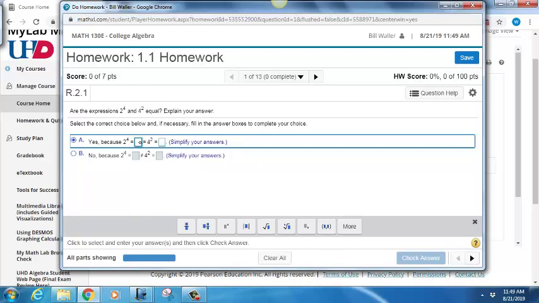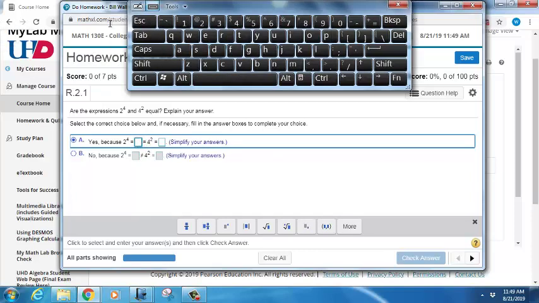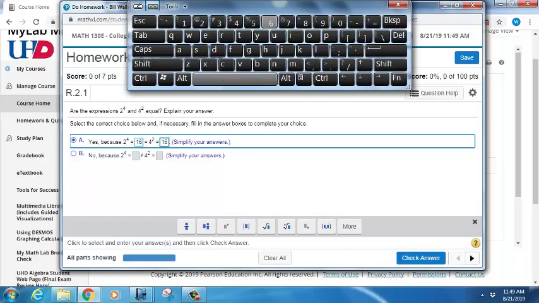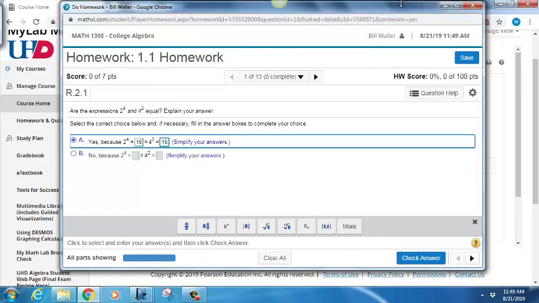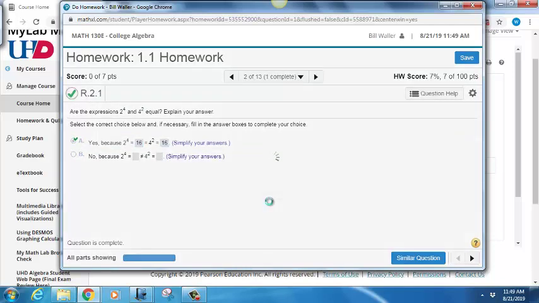This is going to be tough for me because I was expecting... Let's see if the keyboard is working here. Yeah, there we go. 16, and also here, 16, right? Okay, and then we can check our answer. And so yay, we got that one right. And then we can just move on to the next question.